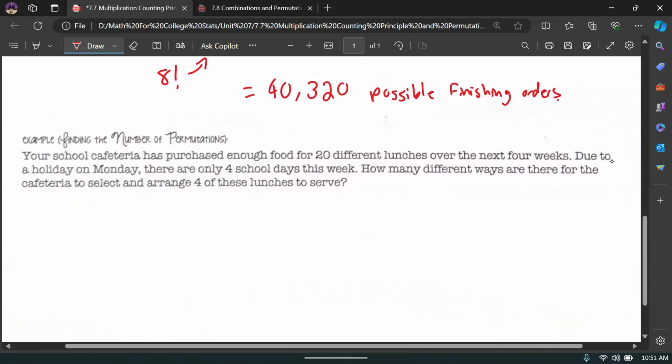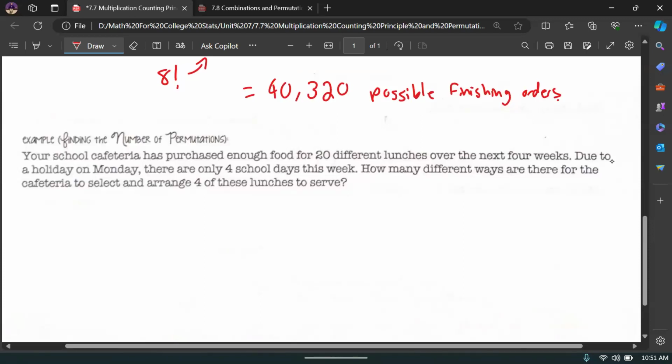All right. Your school cafeteria has purchased enough food for 20 different lunches over the next 4 weeks. Due to a holiday on Monday, there are only 4 school days this week. How many different ways are there for the cafeteria to select and arrange 4 of these lunches to serve? Okay.